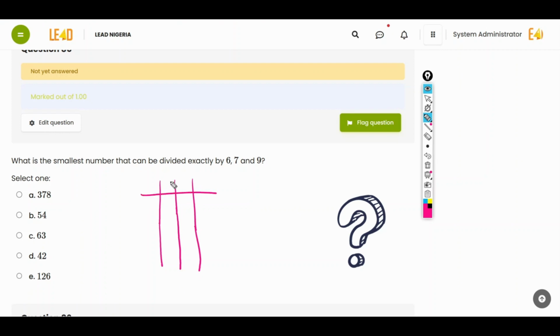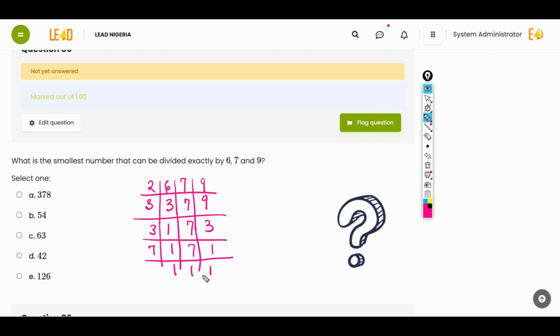We have 6, 7, and 9. All right, we can use 2 to find the LCM. So we start with 2. We have 3, 7, 9. I can use 3. I can't use 2 anymore. So 3 will give me 1, 7, 3. I can use 3 again. I would have 1, 7, 1. And finally 7 to give me 1, 1, 1.